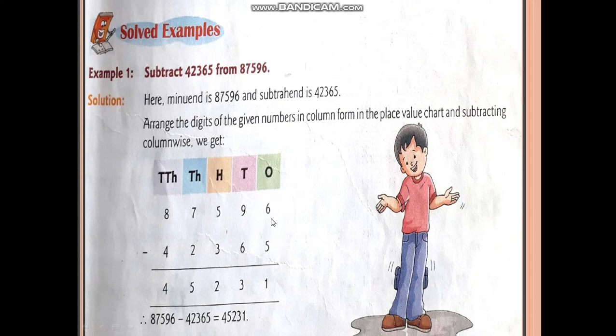6 minus 5 is equal to 1. Then 9 minus 6 is equal to 3. In the hundreds place, 5 minus 3 is equal to 2. On the thousands place, 7 minus 2 is equal to 5. On the ten thousands place, 8 minus 4 is equal to 4. So our answer is 45,231.